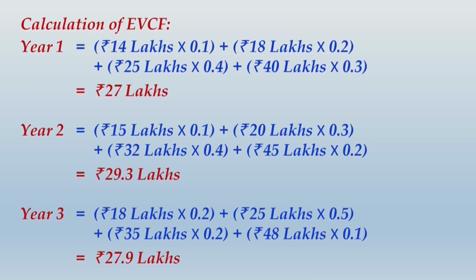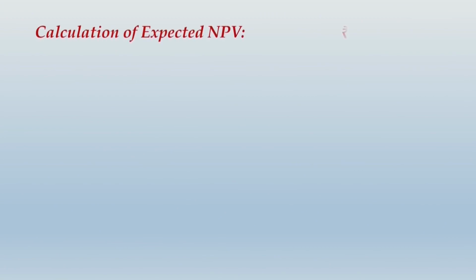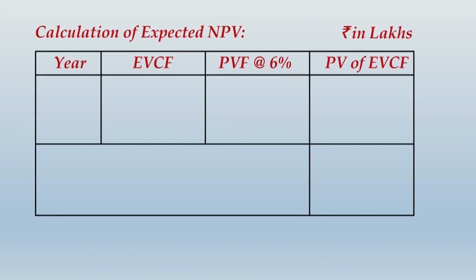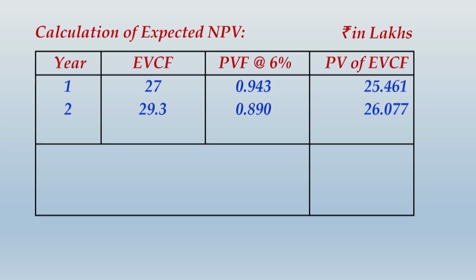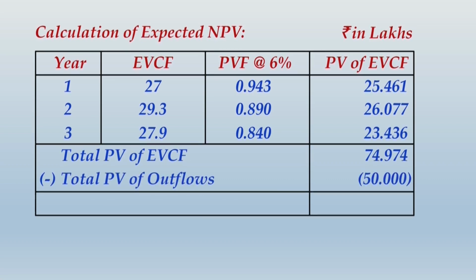Alright friends, once you have completed writing this entire calculation, let us move ahead and now we compute the expected NPV. For this purpose, for each of the 3 years, you take the EVCF and apply the PV factors at the 6% discounting rate to obtain PV of EVCF, the aggregate of which will be total PV of EVCF, which acts as good as total PV of inflow, and from that you subtract the PV of outflows. What you get at the end is the expected NPV. So please write up this entire calculation and then I take you ahead.